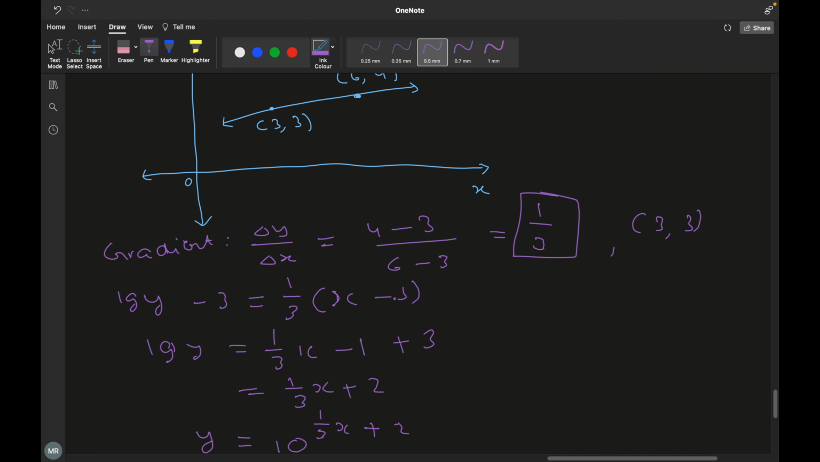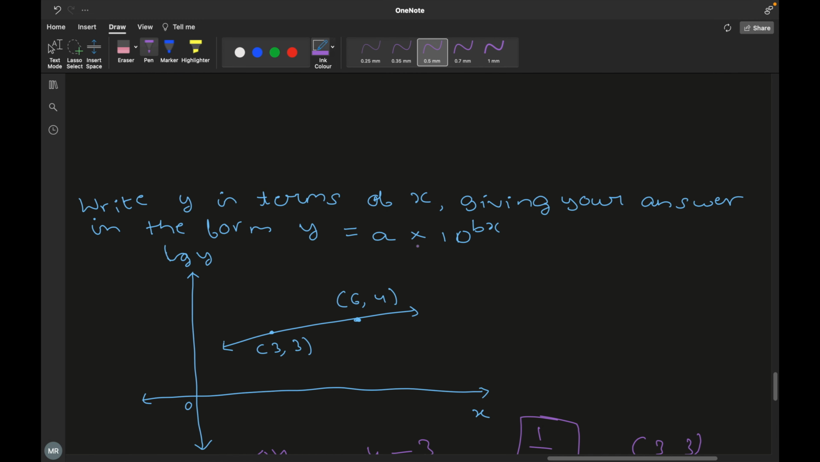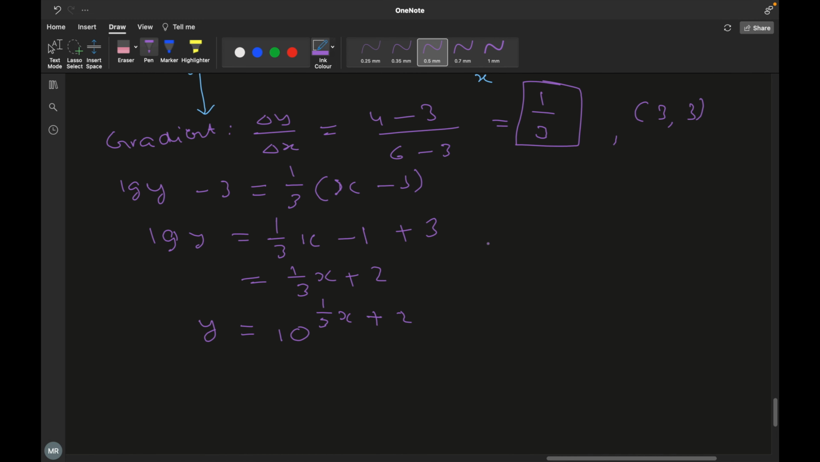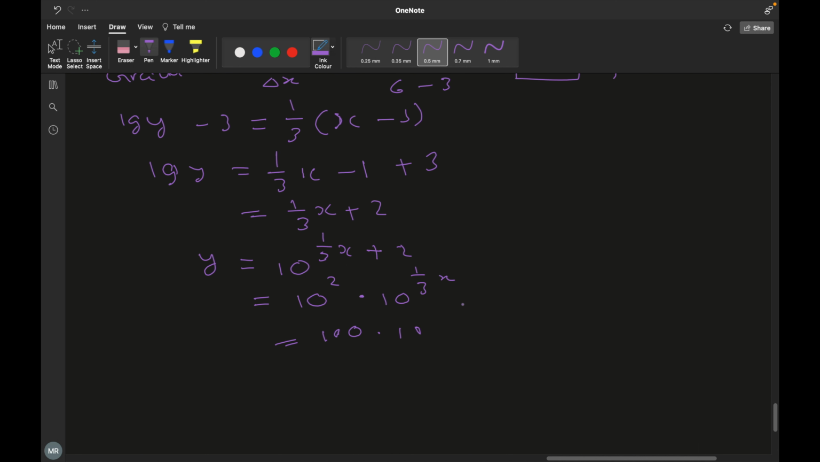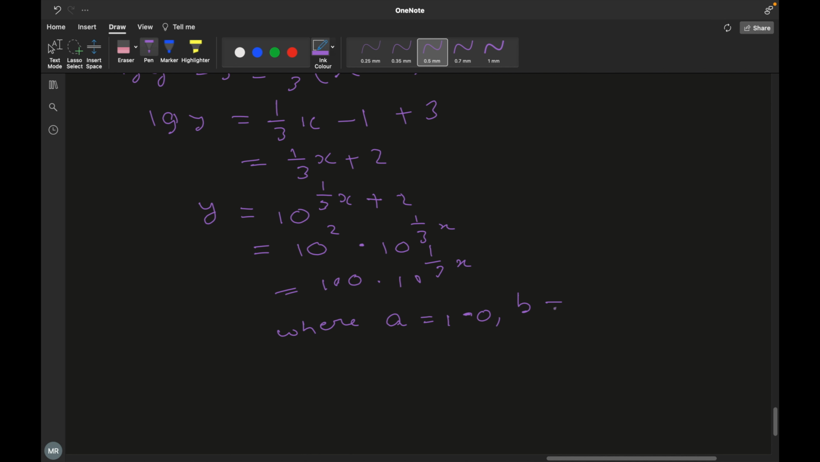But then they want the answer in the form of a into 10 to the power of bx. So now let's rewrite this. This will be 10 to the power of 2 into 10 to the power of 1 divided by 3x. 10 squared is 100, so we get 100 into 10 to the power of 1 divided by 3x, where a equals 100 and b is 1 divided by 3. So this is our final answer.